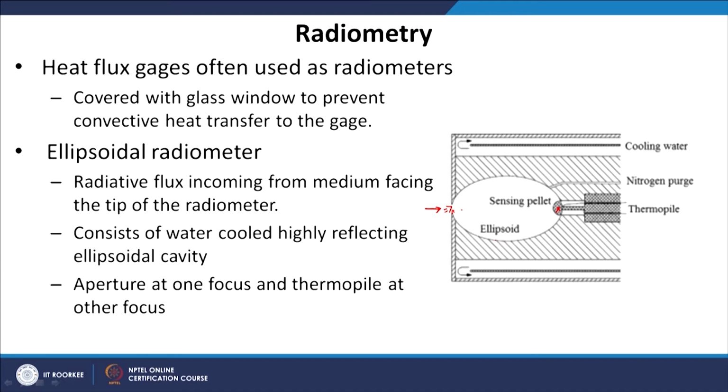So, one aperture is on the focal point of the ellipse, and the detector is on the other focal point. Whatever radiation enters from this cavity, after a number of reflections, will focus on the detector, and this is how we can measure the radiative heat flux. This type of radiometer is used to measure radiative heat flux in a number of experiments.